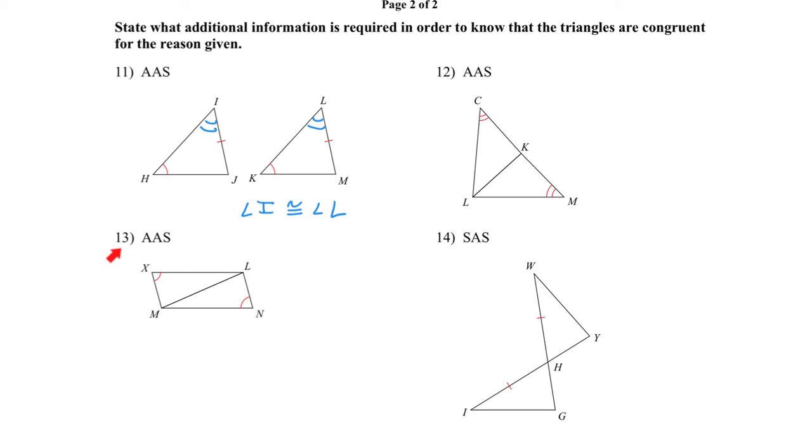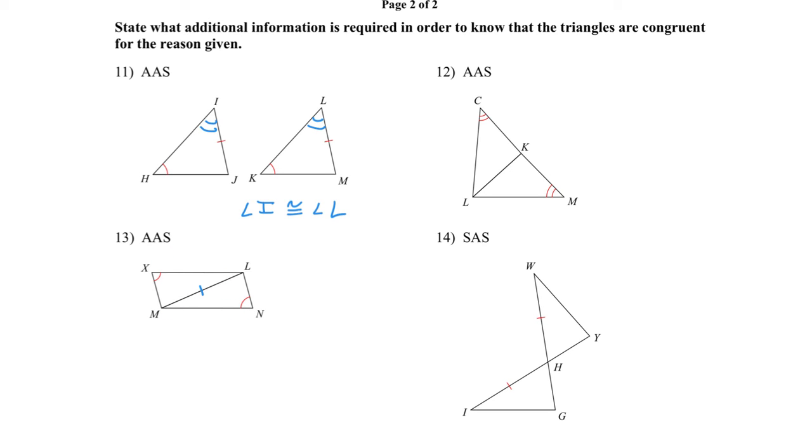For number 13, we're going to try to make these congruent using angle, angle, side. So I already know that we can mark the shared side in the middle. So let's do that with one arc mark. So I already have one angle, angle X, and angle N is congruent. And then I have a side that's congruent.